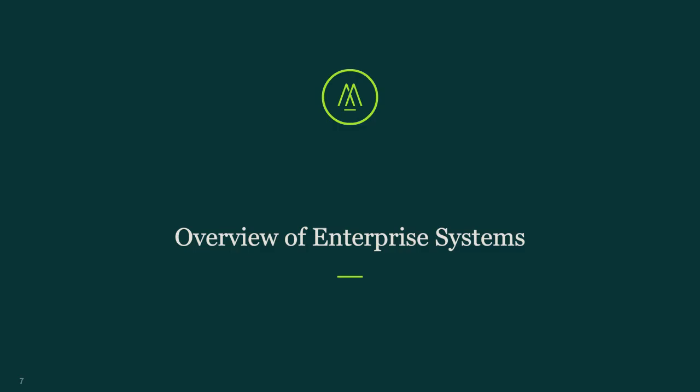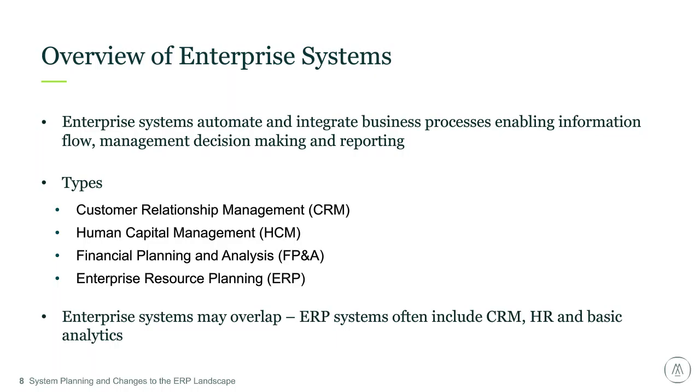So, what are enterprise systems? Enterprise systems make it possible to integrate and automate business processes. And by so doing, they provide three main benefits.